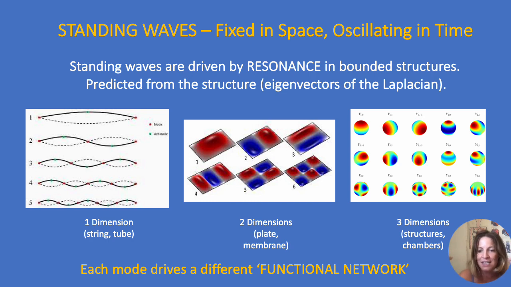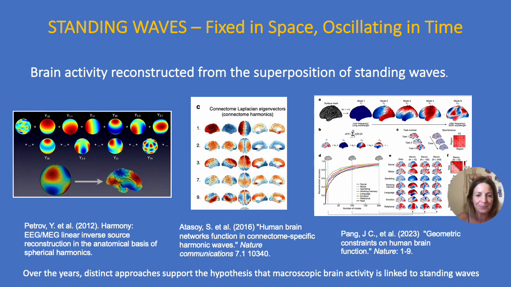So we can assume that different standing waves can drive within the same structure different functional networks, even if there is no clear anatomical boundary separating the different regions, right? So a different mode can create different structural boundaries where, for instance, the sand accumulates because it's the points of no motion, even if those boundaries do not actually exist physically.